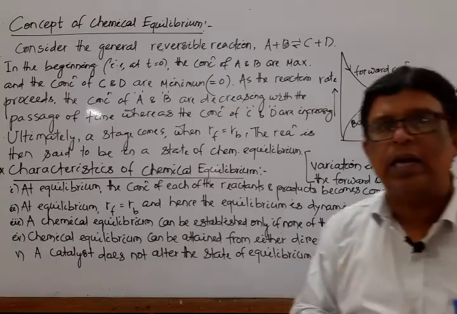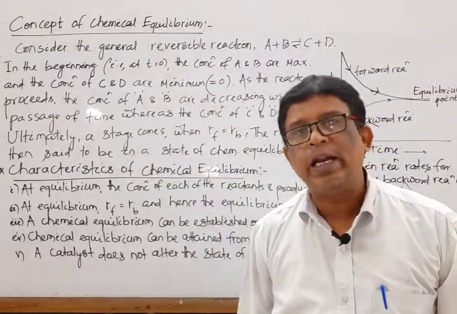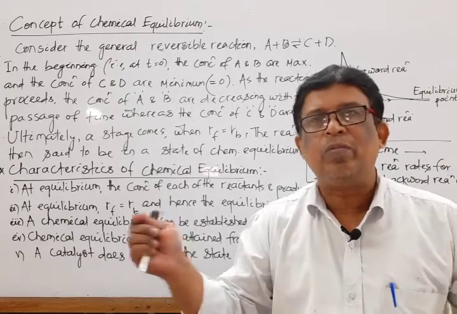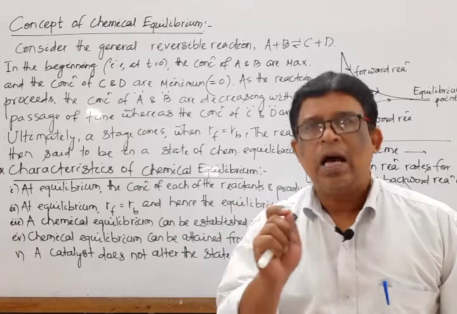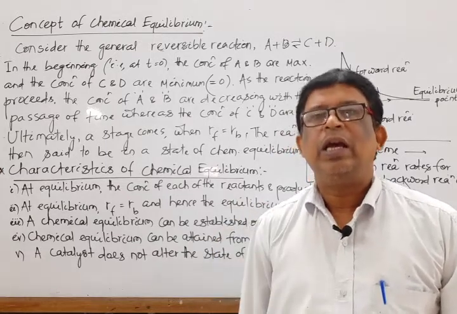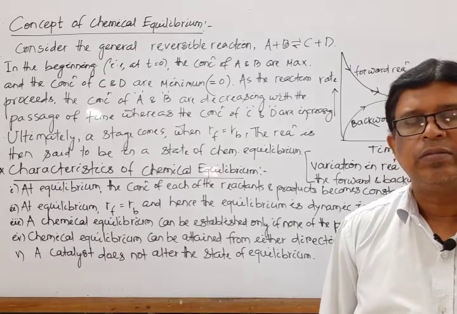Most important thing is that the chemical equilibrium is dynamic in nature. What do you mean by dynamic nature? That means the reaction in both the directions proceeds at the same rate. That is, RF is equal to RB, meaning the rate of forward reaction is equal to the rate of backward reaction.